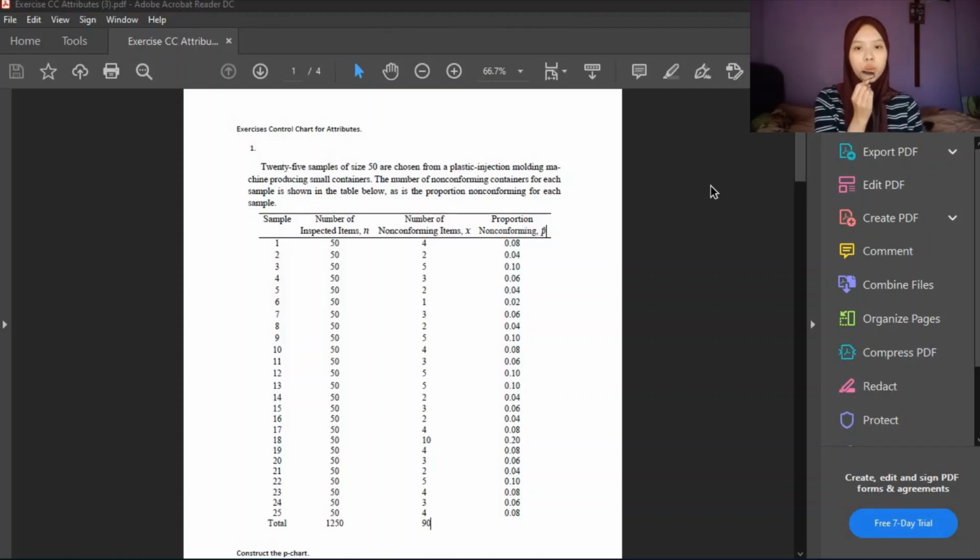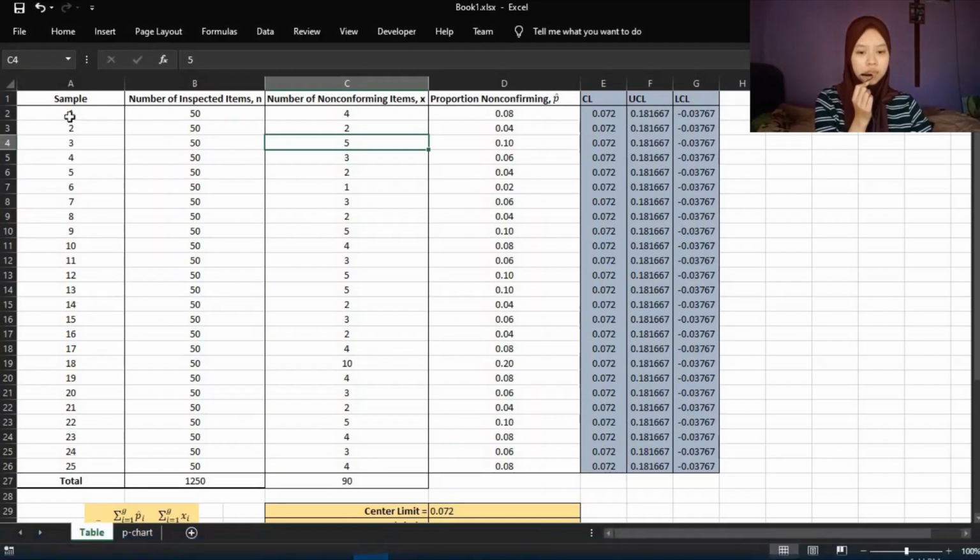I'm going to show you guys how to plot the control chart for the P chart for question number 1 by using Microsoft Excel. Okay, let's see the question here. I was given 4 columns: sample number, inspected items, number of non-conforming items, and proportion non-conforming. First, I will transfer all the data into Excel.